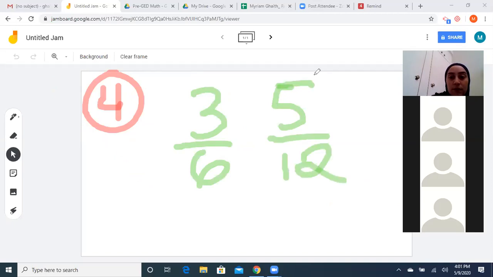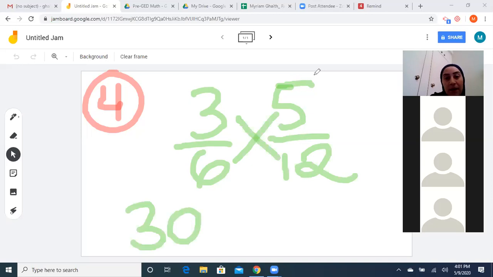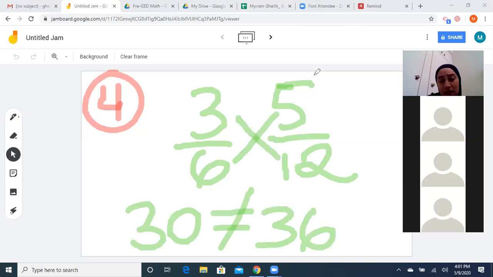Okay, we're gonna cross multiply, remember? So let's start with 5 times 6. What do you get? 30. And what about 3 times 12? 36. 36, exactly. Are they equal? No, they are not equal. See that equal sign with a slash through it? That means they're not equal.